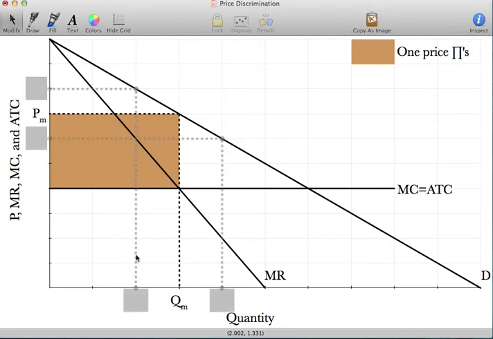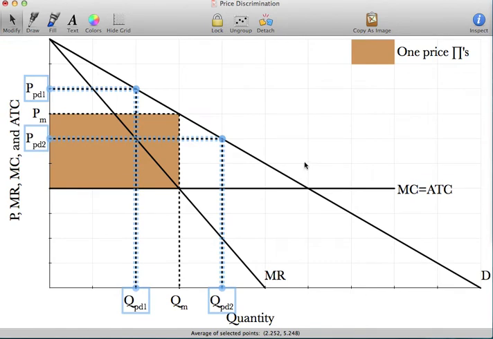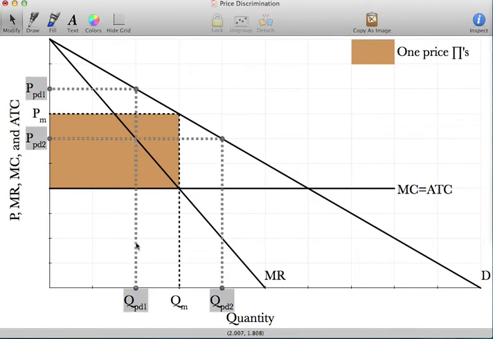So under that scenario, if we bring that out, apologies for the delay there. So that's what we have right here.